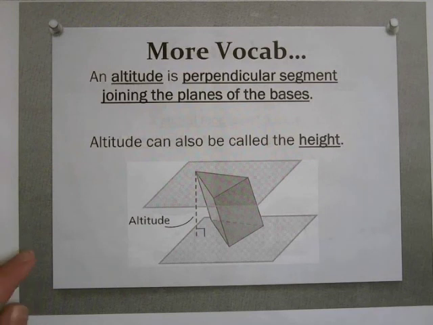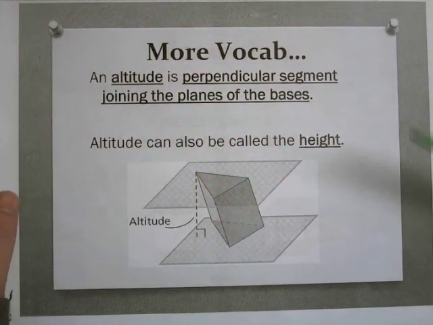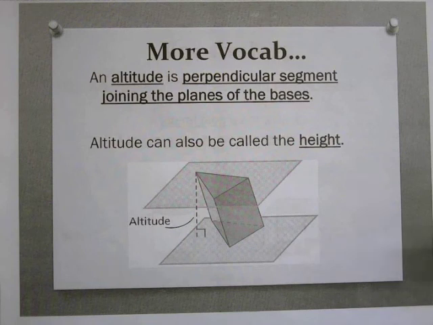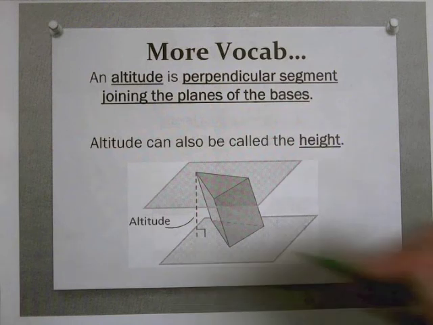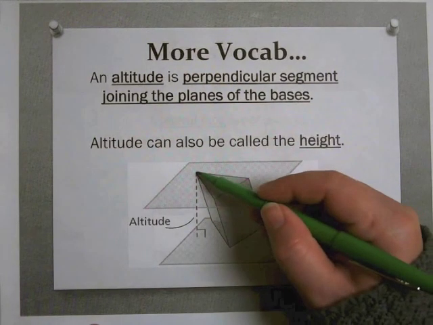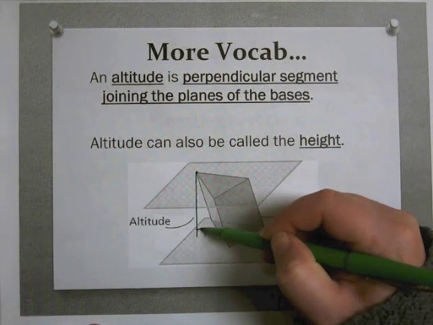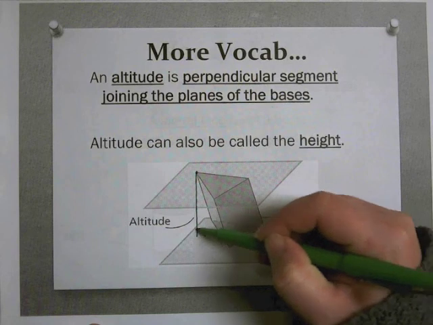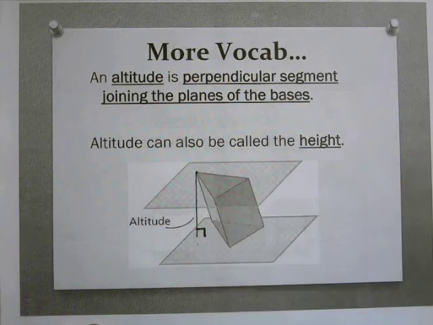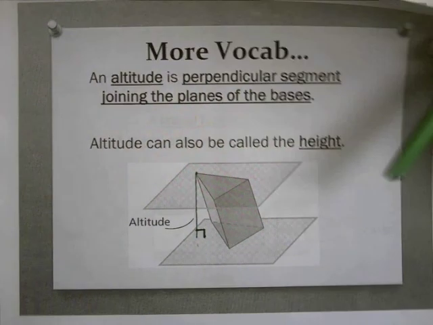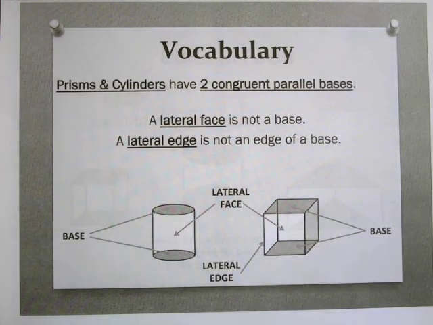Okay, some more vocabulary. We're going to talk about altitude. Altitude is a perpendicular segment joining the planes of the bases. So our altitude is also called the height. Anytime you see altitude and height, know that that's the same thing. Basically, you go to the highest point and you drop a perpendicular line down. Now that we have our 90-degree angle, we know that is our height or our altitude. So you're always looking for that 90-degree angle.